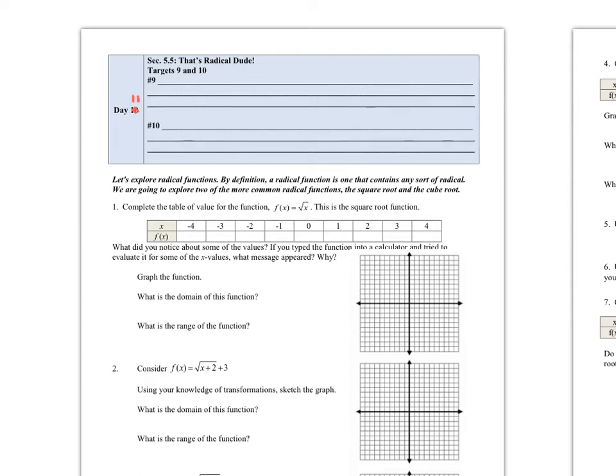All right, welcome back. We are going to finish chapter 5, so we'll call this our 5B unit. This first day does say day 10 in your notes, but it is actually day 11, and we're going to separate it into 2 days. One is graphing square roots, and the other is graphing cube roots. So today we're just going to be looking at graphing square root functions.